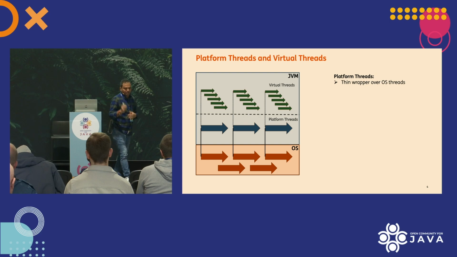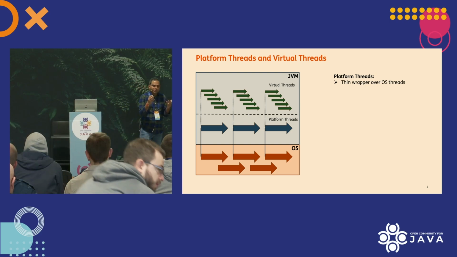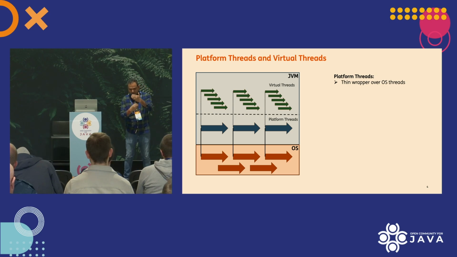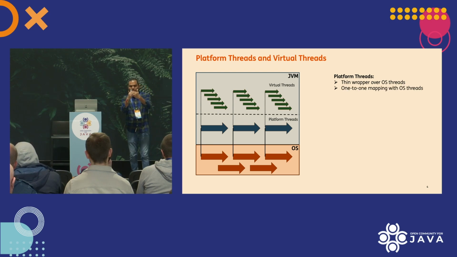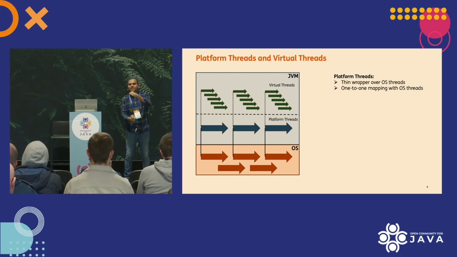Platform threads are the threads that are a thin wrapper over your operating system. What that means is when the JVM wants to create a new platform thread, it actually requests the operating system to create a new OS thread. And only when that OS thread can be created, it creates this platform thread instance. Because of that, these platform threads map to the operating system thread with a one-to-one mapping. What that means is you have one platform thread connected to exactly one OS thread.